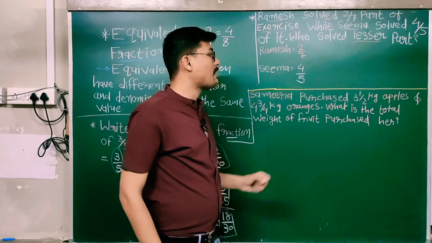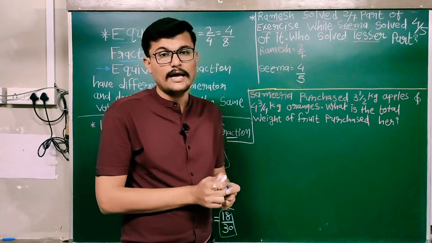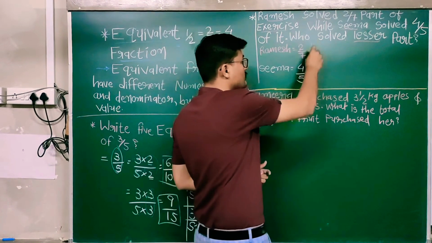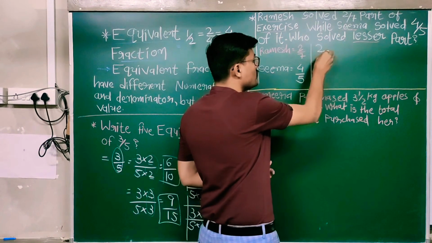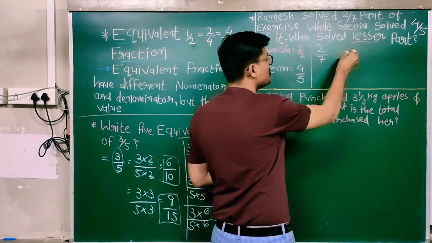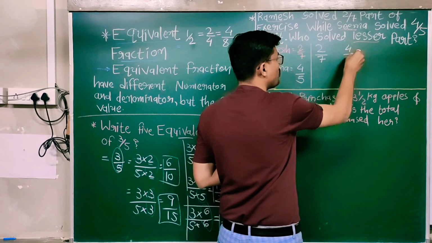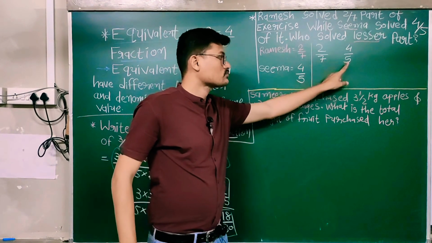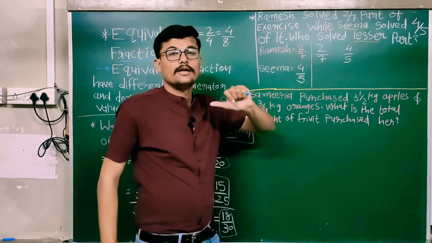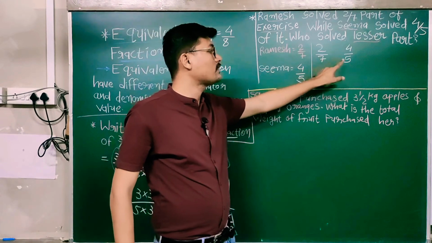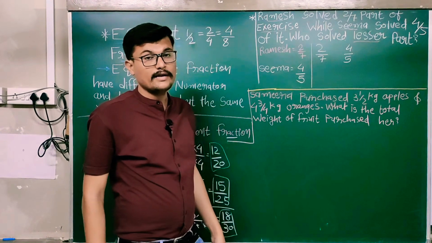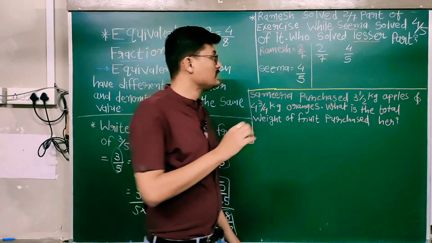यहाँ पे किसने जो है वो कम पार्ट जो है एक्सरसाइज का सॉल्व किया है, that I want to find. So let's see what I can do. 2 upon 7 and 4 upon 5. I want to make the denominators equal. मुझे यहाँ पे denominator की वैल्यू जो है वो इक्वल करनी पड़ेगी. So what can I do for that? I'll take the LCM, least common multiple.